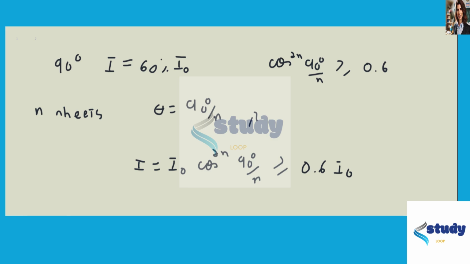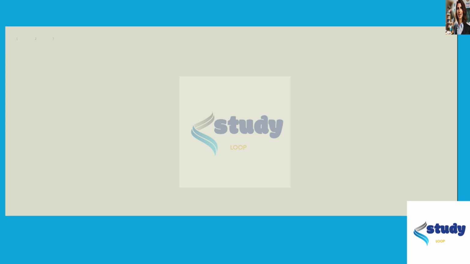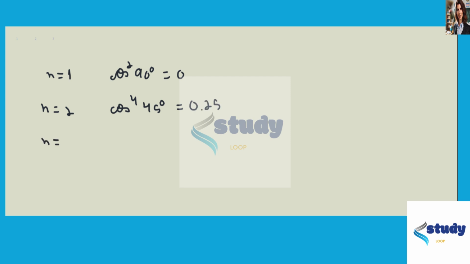So we can try each value. Let's try it out, with n increasing as an integer. For n equals 1, this is cosine square of 90 degrees. This is 0. N equals 2. This is cosine to the 4th of 45 degrees. This is 0.25.